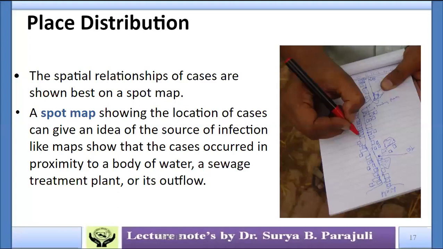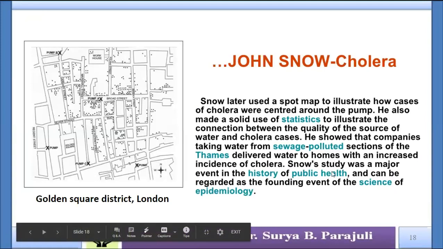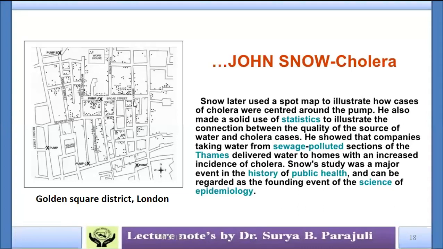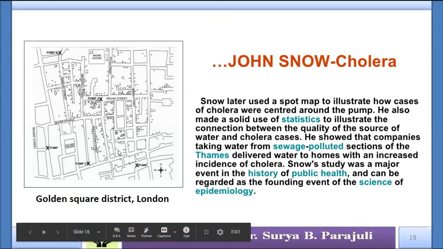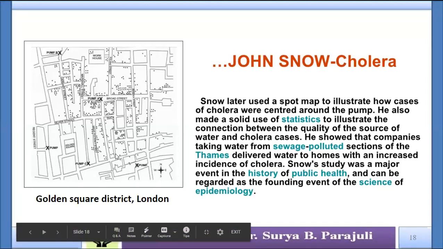So let me give you one example: John Snow and cholera. I hope you know it very well. This is the spot map of the Golden Square district of London. At that time, there was a cholera outbreak. They didn't know the causative agent for cholera, since microbiology was not yet developed. But just by plotting the spot map, John Snow found the possible source of infection or contamination.